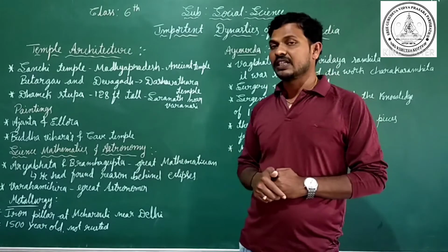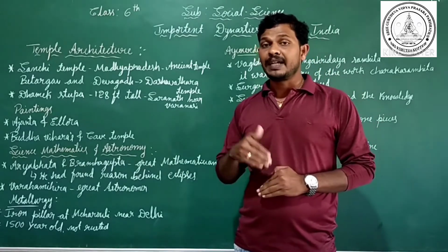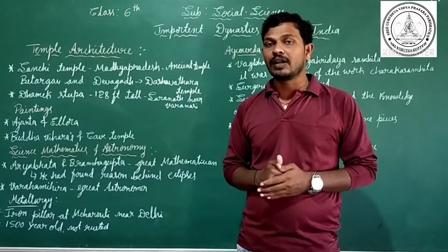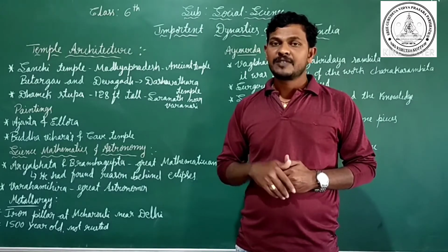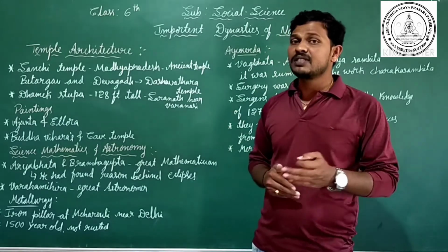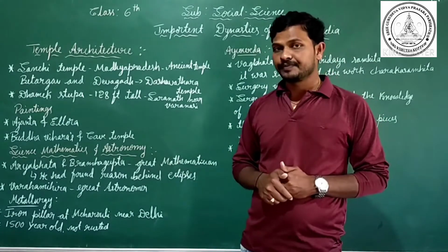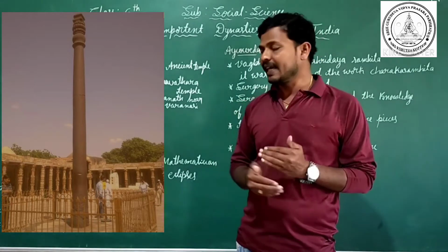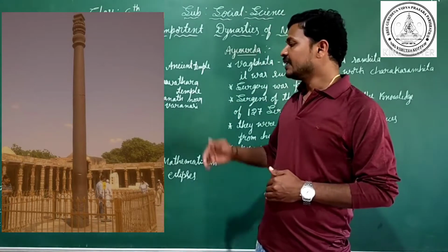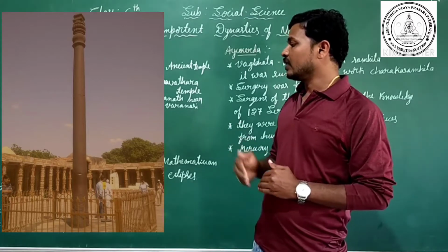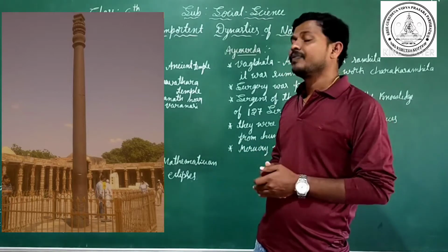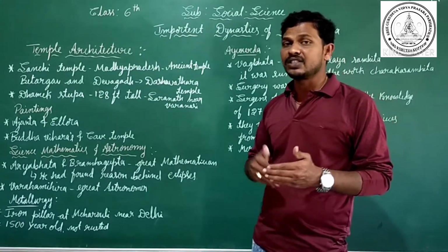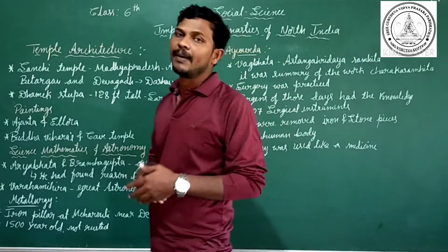Like this, metallurgy. So what is metallurgy? Metallurgy, in the sense, we remember metals like iron, gold and silver. These are the kinds of metals. Especially, the Gupta empires contributed the iron pillar. This iron pillar is situated in Mehrauli near Delhi. This iron pillar is 1500 years old and it has not rusted. Like this, the iron pillar is a contribution of the Gupta empire.